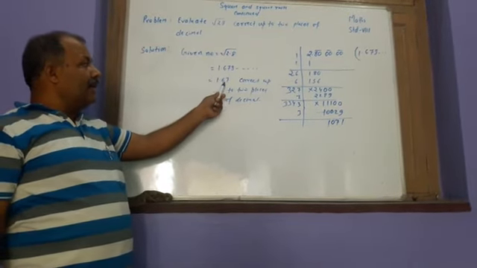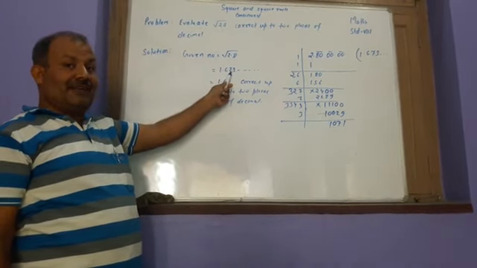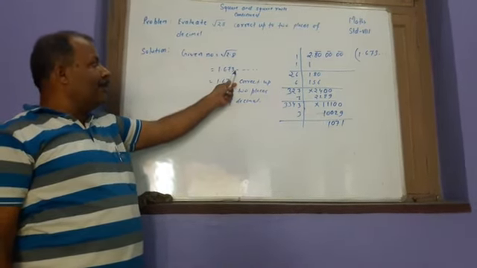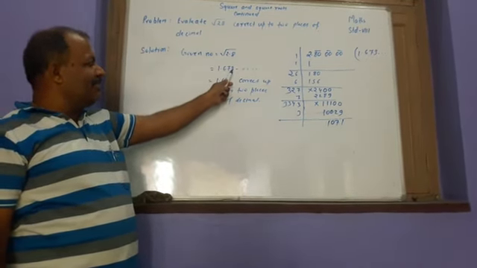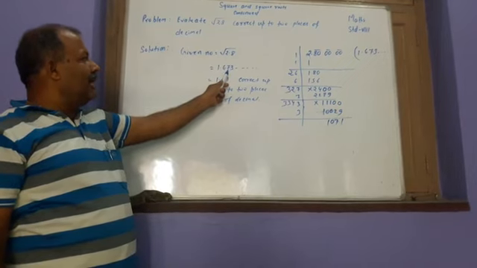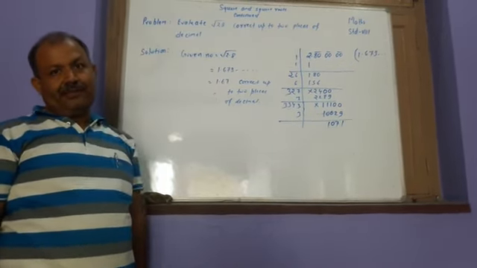While we have to find correct up to 2 places of decimal, we must see the third place. If it is 5 or more, then we have to add 1. But if it is less than 5, then no need to add to the digit. Whatever is placed here, that will remain here. Okay?